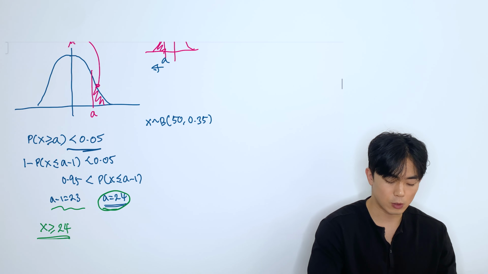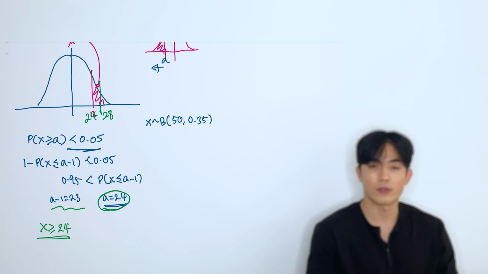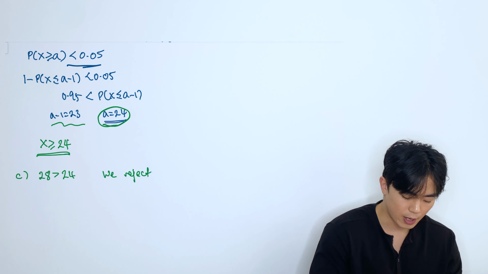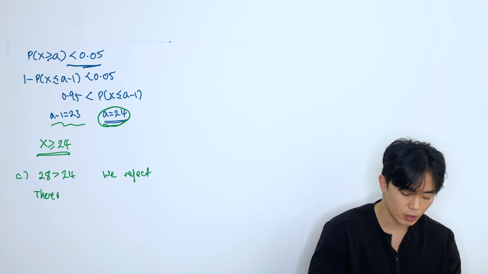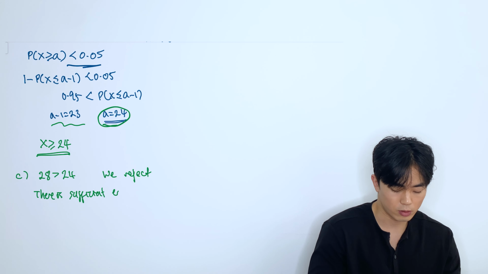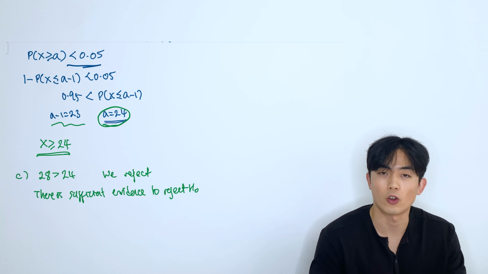So if this is 24, right? So 28 is within there, so it's roughly here. So therefore we reject it. And so we can conclude now, so it says there is sufficient evidence to reject H0. And remember the last sentence was a conclusion in context of the question, right?